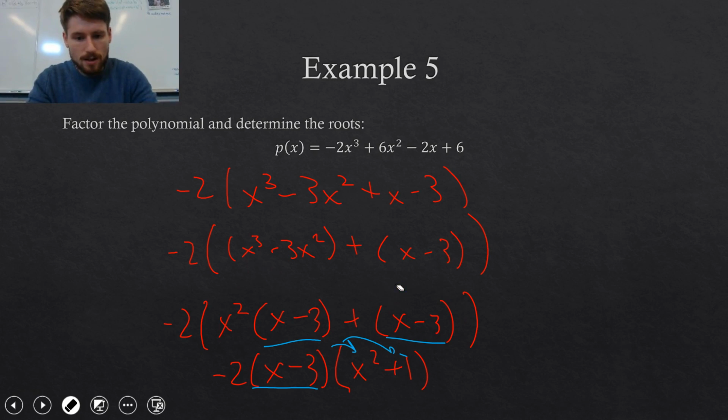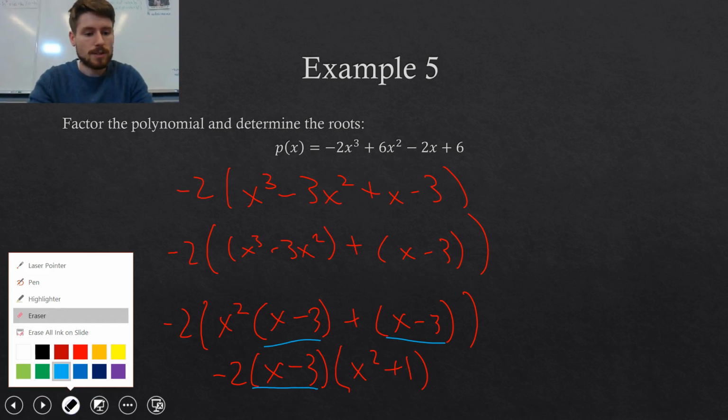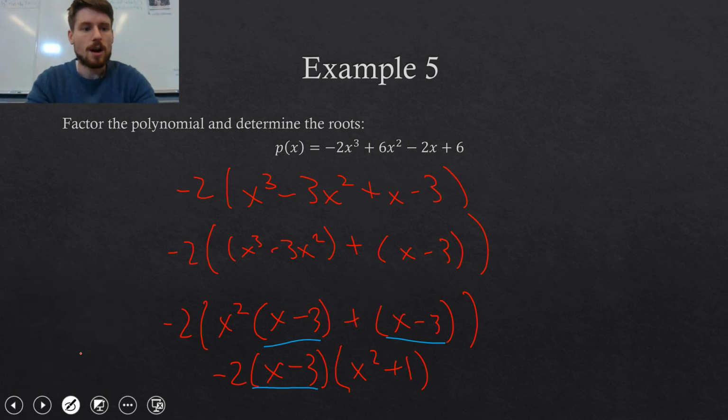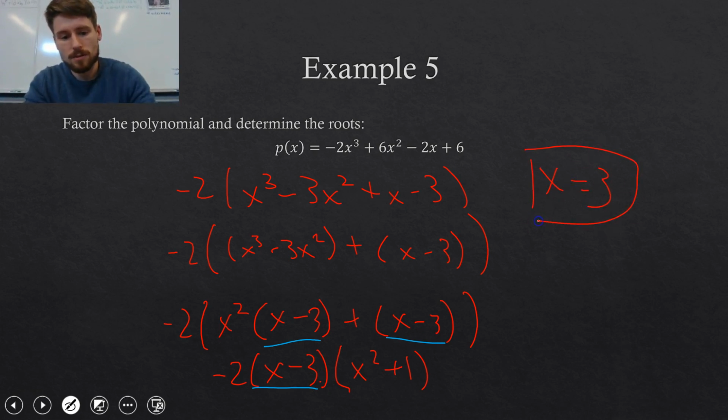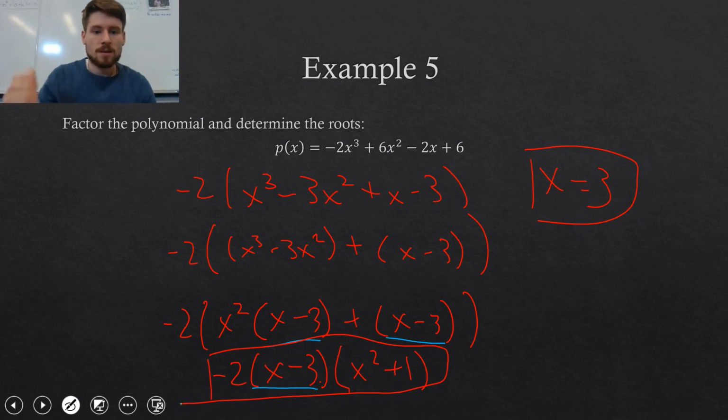Okay. So now that we're here, we've fully factored it, because x squared plus 1 does not factor any further, unless you use complex numbers, and we're not doing that. So we can determine the roots from this. We can see that x equals 3 is the only root. And this is the fully factored polynomial. Okay.